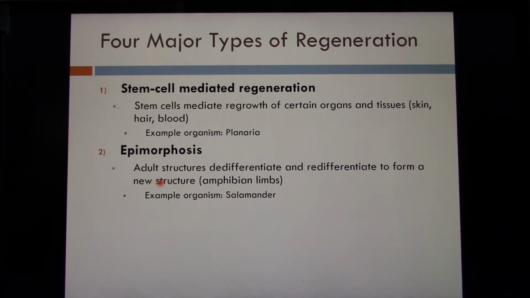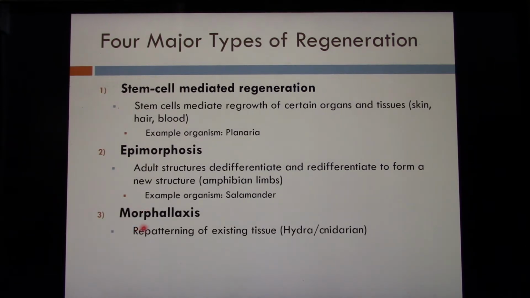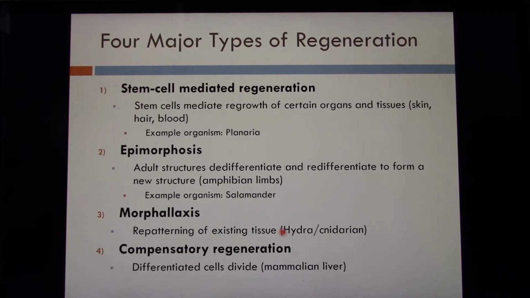Epimorphosis is another type of regeneration. This is where adult structures can de-differentiate and re-differentiate to form a new structure. For example, amphibian limbs undergo epimorphosis. Examples include the salamander. Morphallaxis is another type of regeneration. Here we get repatterning of existing tissue. And the example we're going to look at is Hydra.